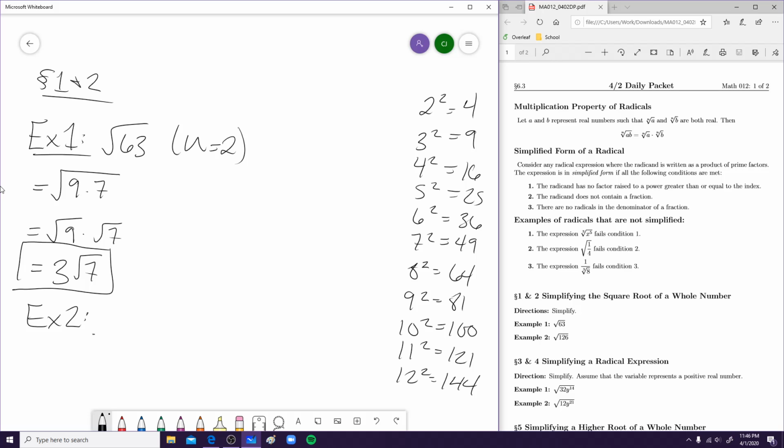Now on to example 2. So example 2, we want to simplify the square root of 126. So the same process. When I want to simplify this, I want to rewrite it so I have a perfect square under the radical. So what am I going to do? I'm going to go to my chart over here, and I'm going to look for the first number that is less than 126. The first number is 121. It doesn't go into 126 perfectly, so then we go to 100.